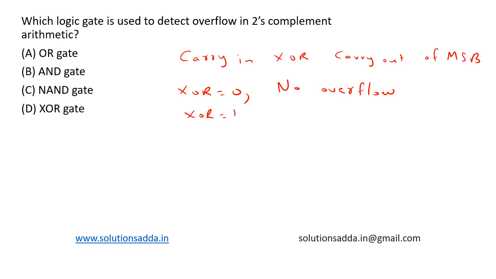XOR equal to 1, we have overflow. So based on the options, option D, XOR gate is the right choice.